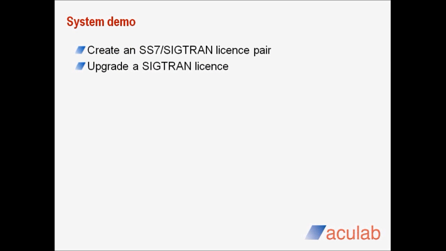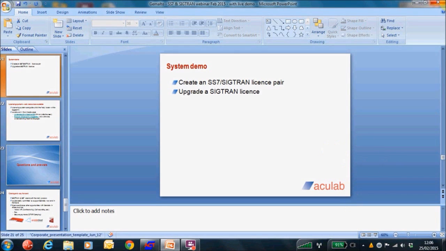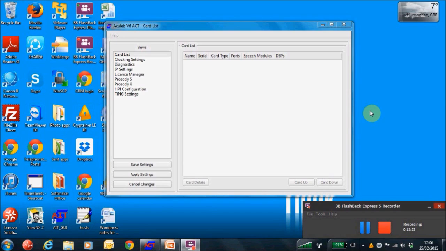So I'm now going to try and do a demonstration of firstly creating an SS7 and SIGTRAN license pair, and then an upgrade. So I'll just come out here. So what I've got here, I've installed Aculab software onto my laptop, and I've pulled up the ACT here. I've loaded ProsTS to it, and I've loaded the SS7 software components to my laptop.